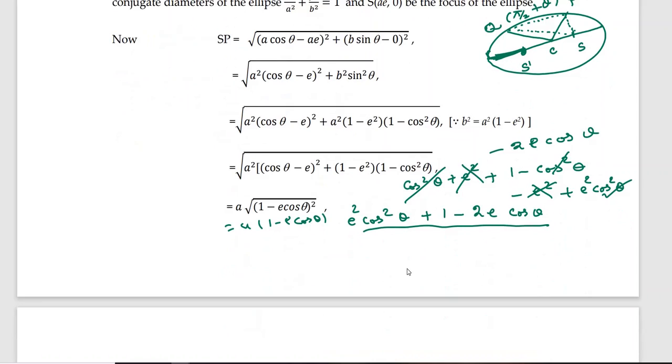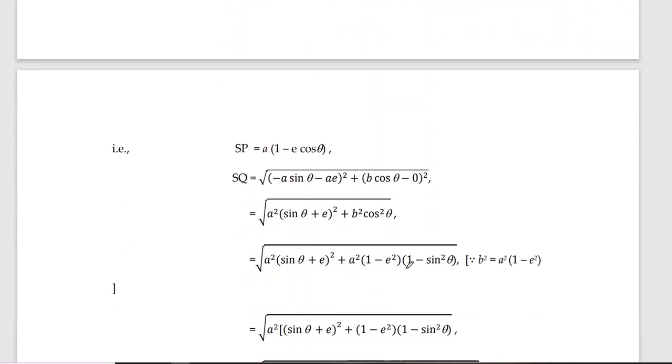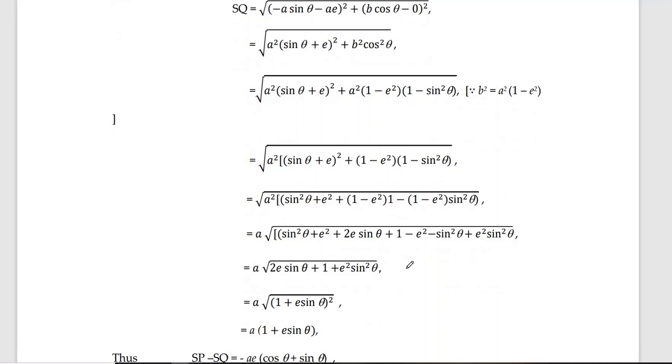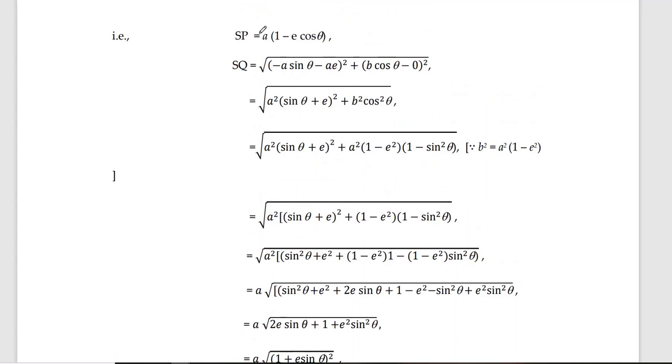And here also we are calculating SQ in the same way. If you compute, you will get that as A into 1 plus e sin theta. The same distance formula is to be used here, and make use of the fact that B square is A square into 1 minus e square.